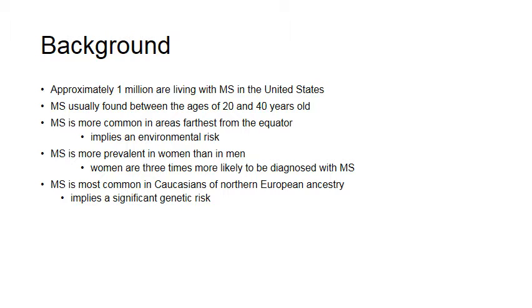Background. Approximately 1 million people are living with MS in the United States. MS is usually found between the ages of 20 and 40 years old. However, it is important to note that kids can get MS as well. 20 and 40 years old is just the age where it's typically found. MS is more common in areas furthest from the equator. This implies that there is an environmental risk.